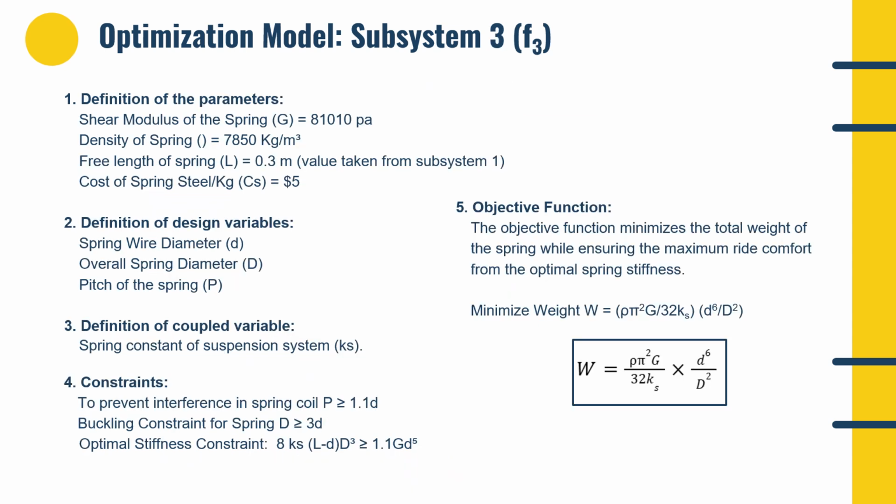behaves accordingly. Finally, for the optimization model of subsystem 3, we have a definition of parameters such as shear modulus of the spring, its density, its free length, and the cost of the spring, design variables such as spring wire diameter, overall spring diameter, and pitch of the spring. The spring constant of the suspension system would be a coupled variable, and our objective function would try to minimize the total weight of the spring while ensuring maximum ride comfort for optimal spring stiffness.